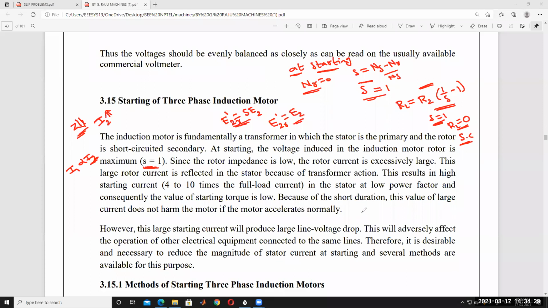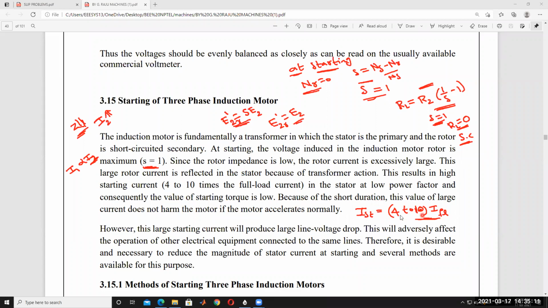So the starting current is approximately 4 to 10 times the full load current. This much current is drawn at the time of starting of a three-phase induction motor, at low power factor, and consequently the value of starting torque is low. Starting torque is less, but starting current is more. Current drawn from the supply is more, but torque is less.